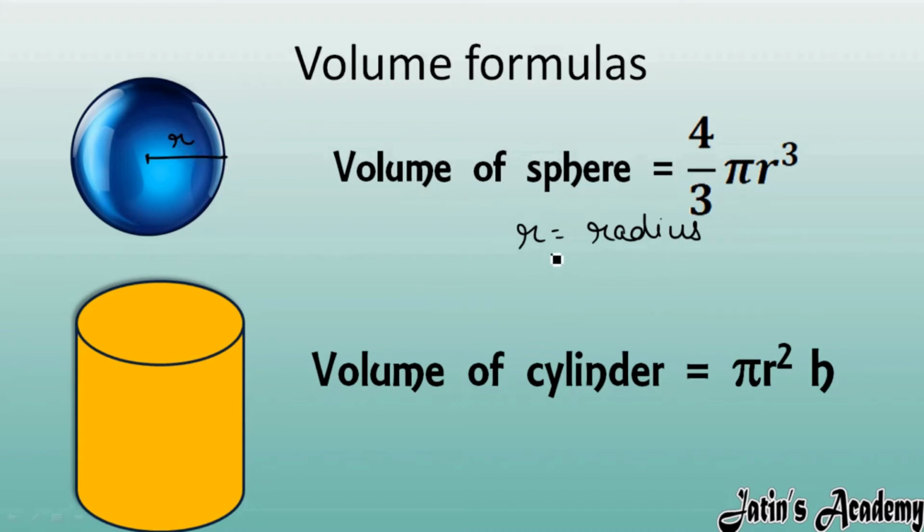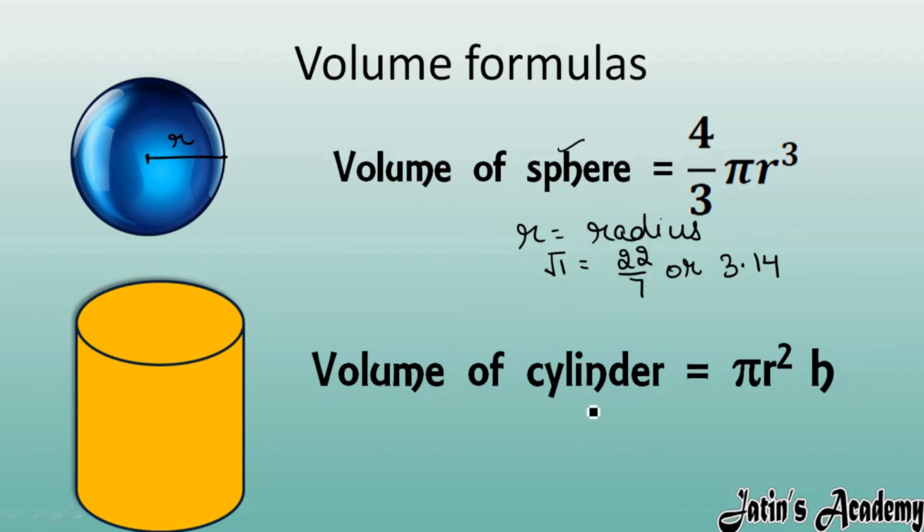And what do we mean by pi? Pi is a constant value, that is 22 by 7. In all numericals we are going to use the same pi value, that is 22 by 7, or you can use 3.14 also. This is also the same value. Fine. 4 by 3 is constant, pi is constant. By knowing its radius, we will calculate the volume of the sphere.